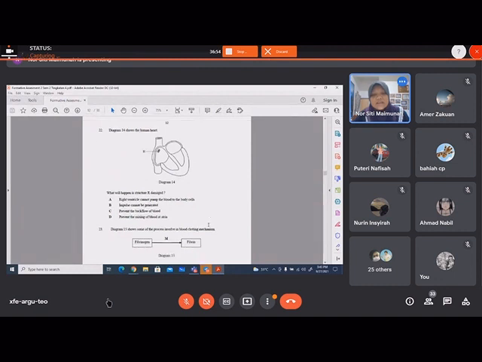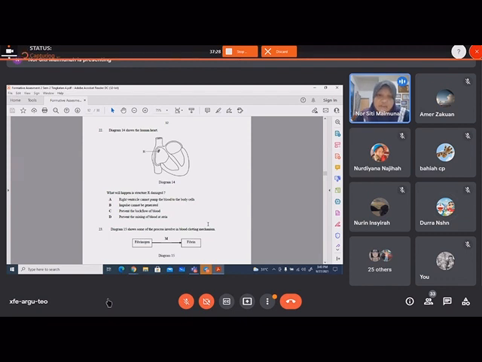22. Diana? The same question again. Yes, 22. Diagram 40 shows the human heart. What will happen if the structure is damaged? My answer is C. Which is? Prevent the backflow of blood. Prevent the backflow of blood. What function is that, class?